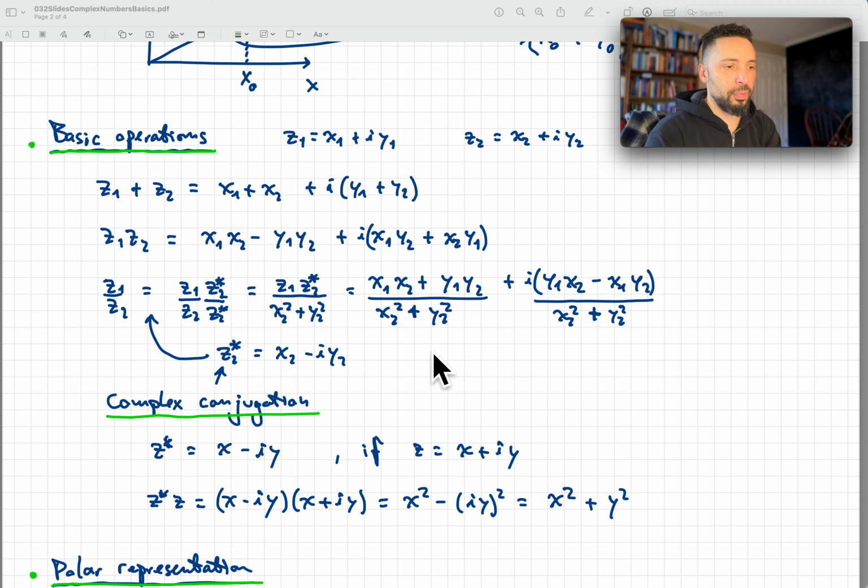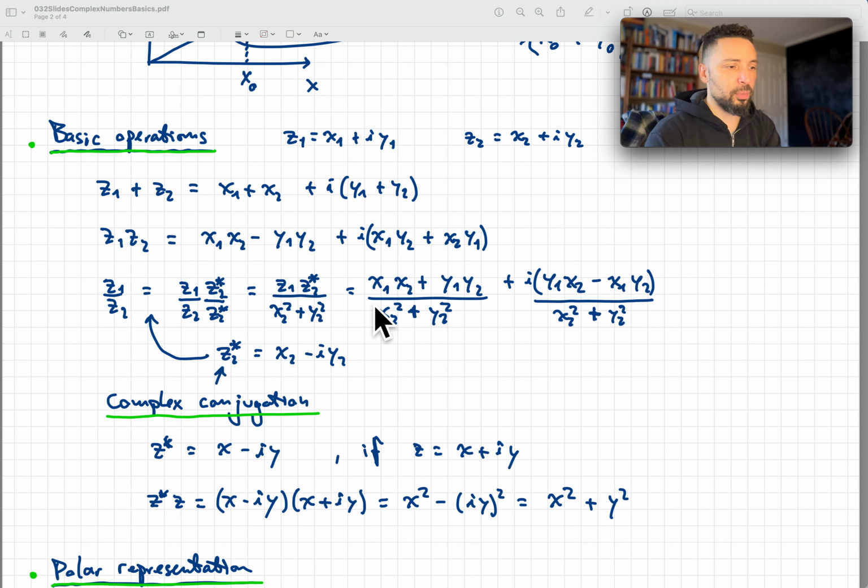This is the real part now. And then the imaginary part is, once again, the cross terms, but again, there's a flip in the sign. So you have y1x2, sort of like here, but you have minus x1y2. So it's the minus relative to the multiplication side. And so then you divide by x2 squared plus y2 squared.